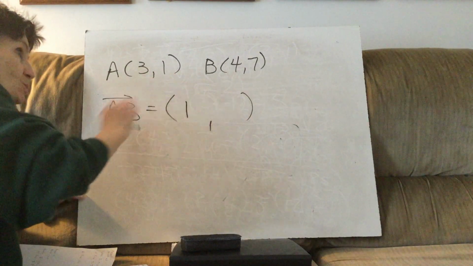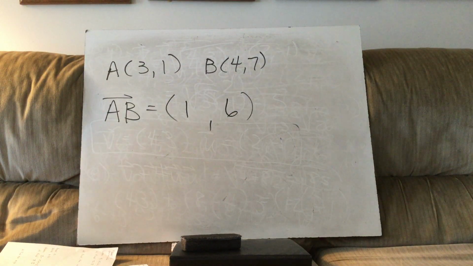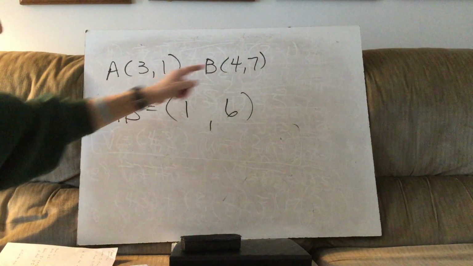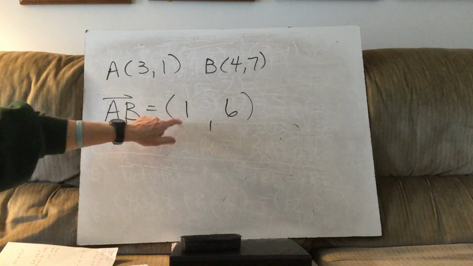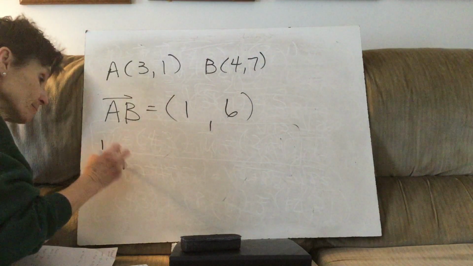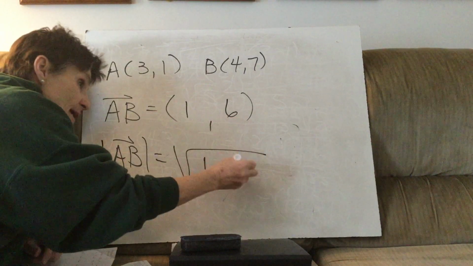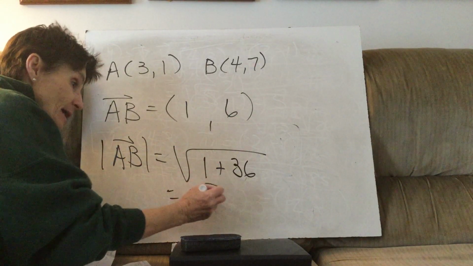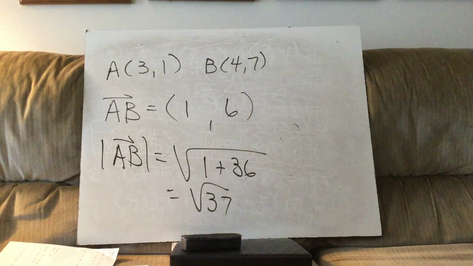3 to 4 is 1. 1 to 7 is 6. So the components of that vector are (1, 6). Or you could do 4 minus 3, 7 minus 1. So there are the components. Components just mean the ordered pair that represents the motion of the vector. Now the magnitude, square the first one, square the second one, add them together, and take the square root. So the magnitude is the square root of 37.